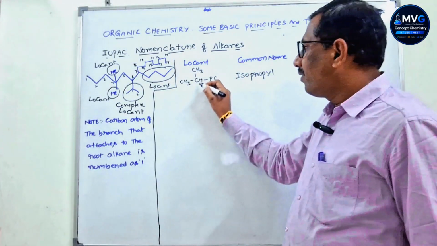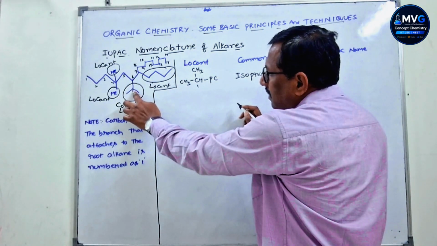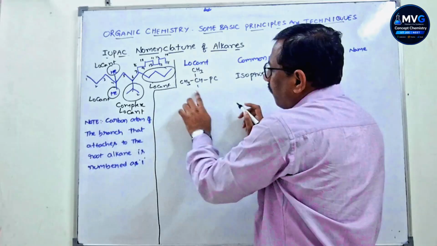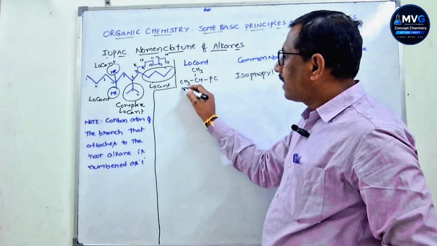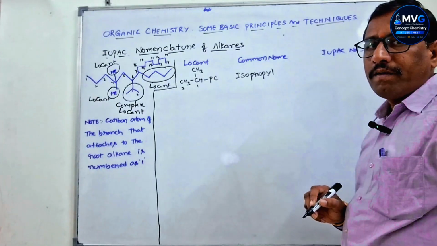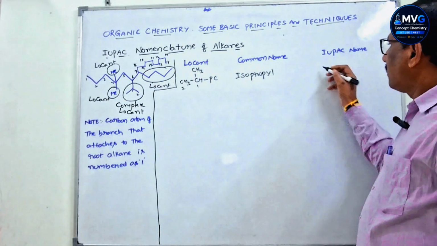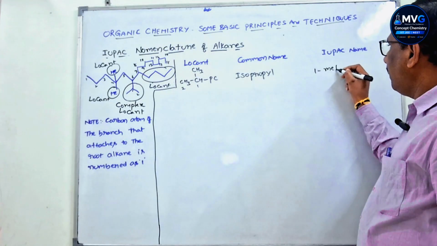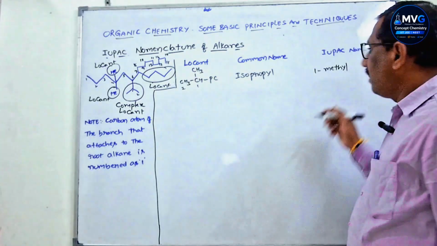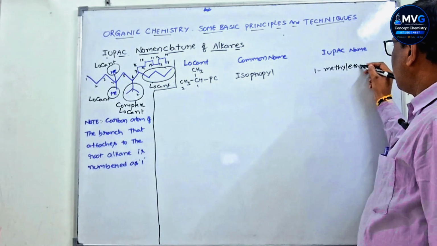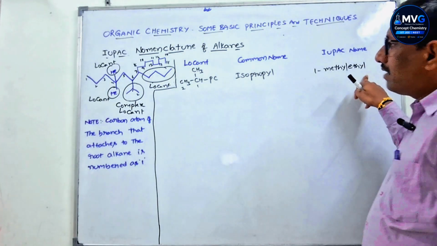Now for the IUPAC nomenclature, same, we should give the numbering and write the substituent before the root word. Here PC is the parent carbon chain. The carbon directly attached to the PC is number 1, and the next goes in this direction, 2. The first position has a methyl group, that's why 1-methyl. Next the root word: here 2 carbons are there, ethyl. So 1-methylethyl.